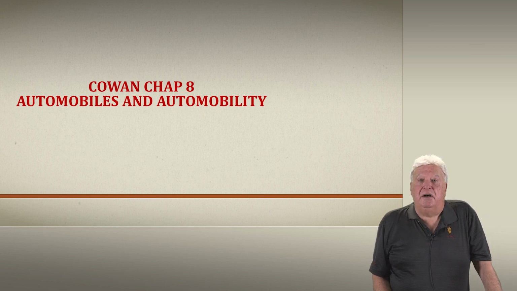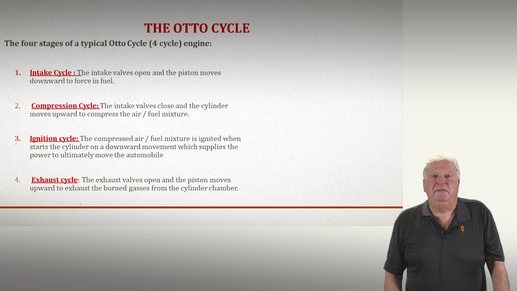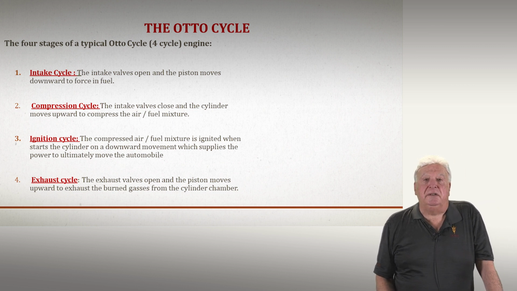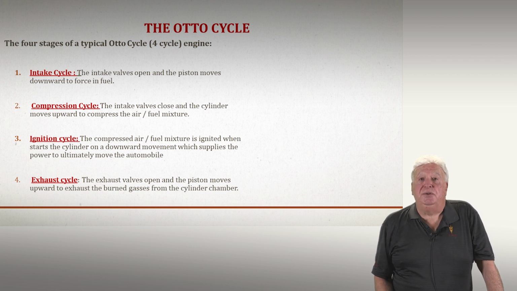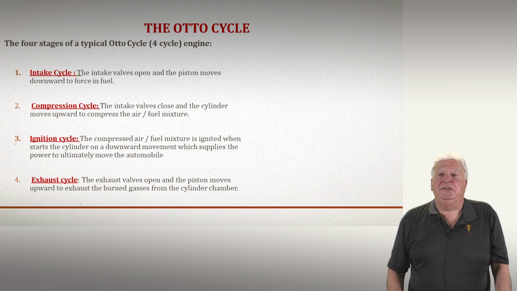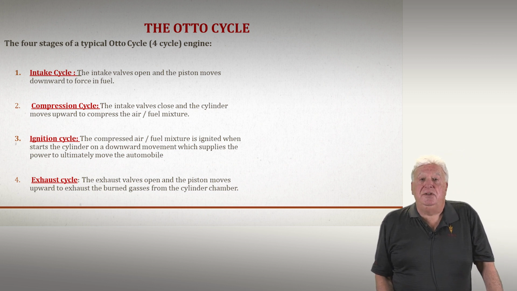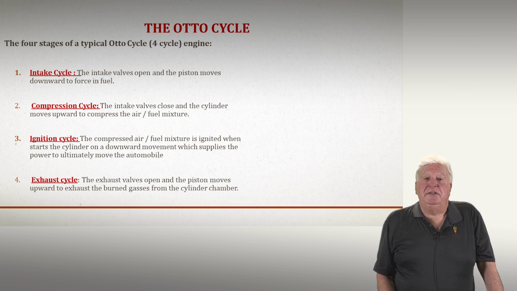Cowan chapter 8, automobiles and automobility, the auto cycle. In the middle of the 19th century, inventors realized that a self-propelled vehicle would be an adequate substitute for a horse and buggy. Inventors soon realized that an internal combustion engine would be required. In an internal combustion engine, fuel is burned directly in the cylinders to power them, as compared to an external combustion engine, such as a steam engine, where there is an external chamber where the fuel is burned.